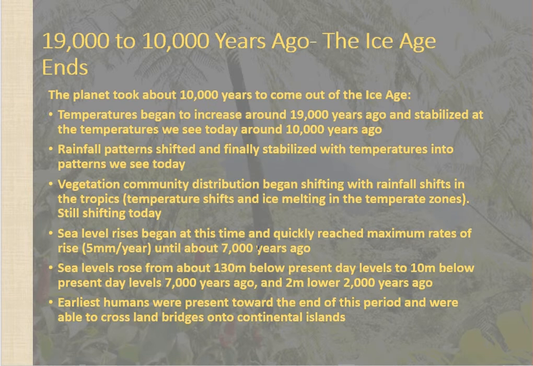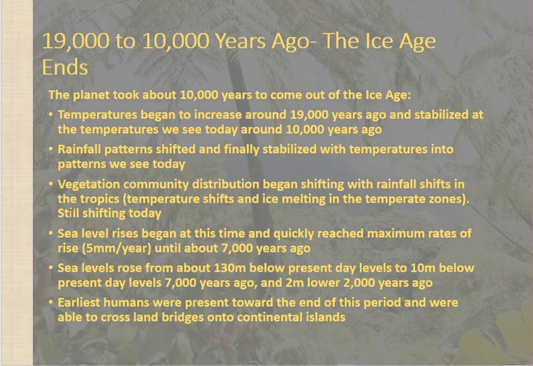And we see that in some of the cores that we can take in swamps in coastal areas around the Caribbean. So vegetation community distributions began shifting with the rainfall shifts in the tropics. The temperature shifts weren't too much of an issue. It was more the rainfall which was the big determining factor of what sort of vegetation community you had there, whether it was a rainforest, a dry forest, a savanna, and so on. In the temperate zone, temperature shifts and ice melting were the big things which influenced vegetation community distribution, but in the tropics, it tended to be the rainfall shifts.